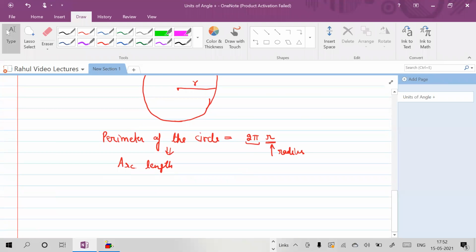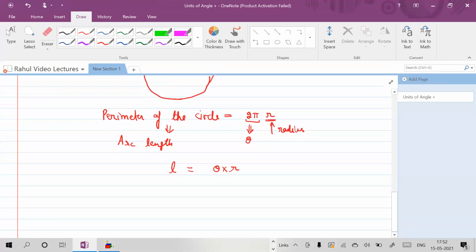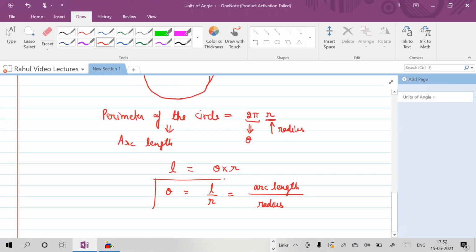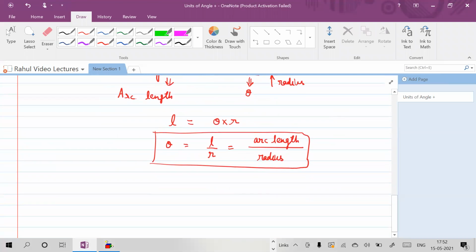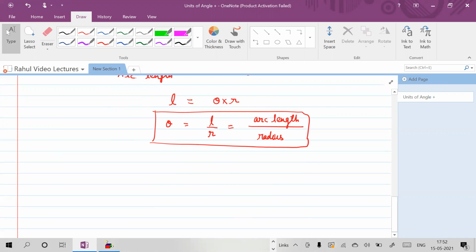So for arc length, if this is your theta and this is your r, and this is your arc length L, then L will be equal to theta multiplied by r. So theta equals L divided by r, that is, arc length divided by radius. Okay. So this is the formula of the angle subtended by any arc length. You can easily find it out if you know the radius.